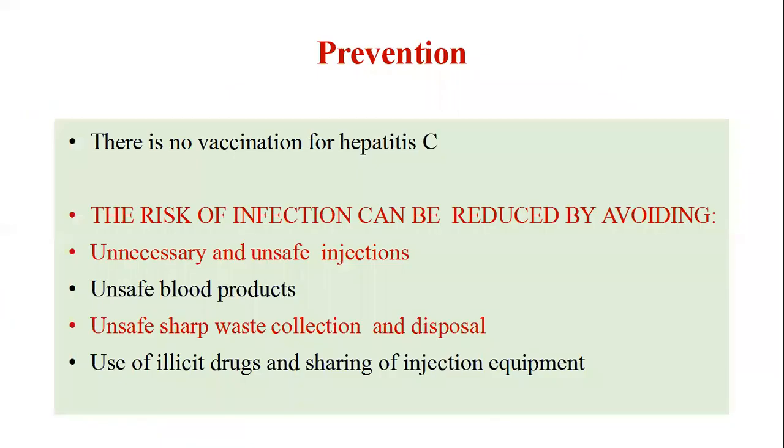Now, prevention. There is no vaccination for hepatitis C. So the risk of infection can be reduced only by avoiding unnecessary and unsafe injections, unsafe blood products, unsafe waste collection and disposal, unsafe sex, and use of illicit drugs and sharing of injection equipment.